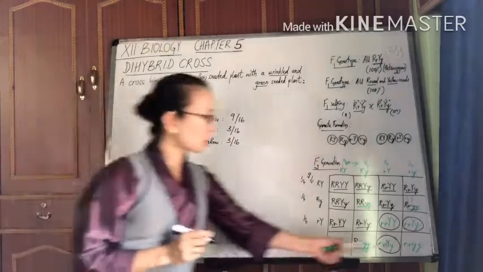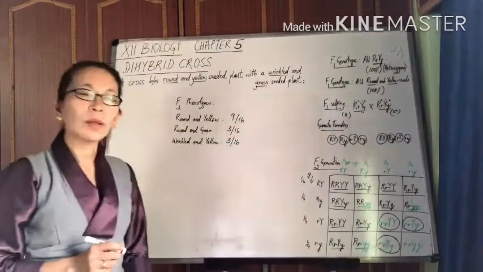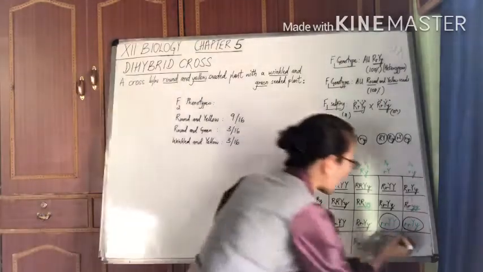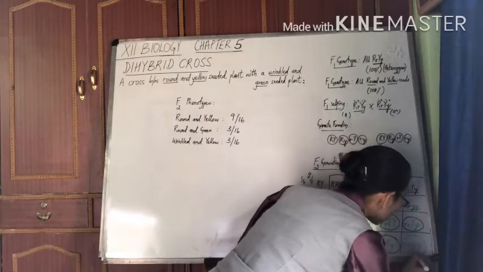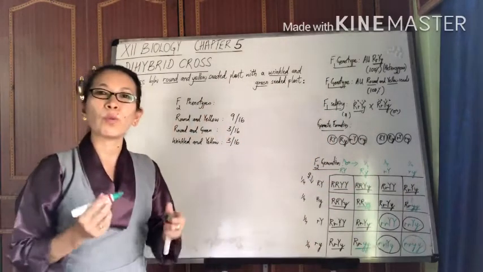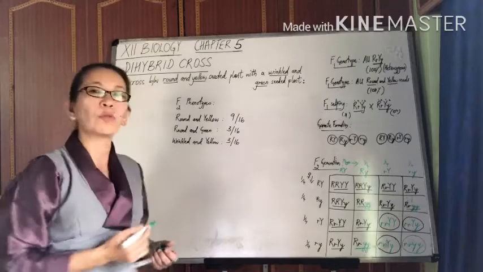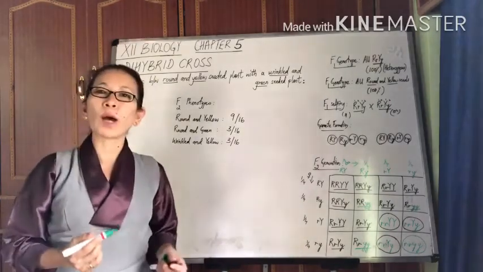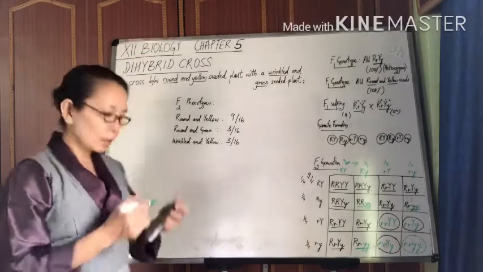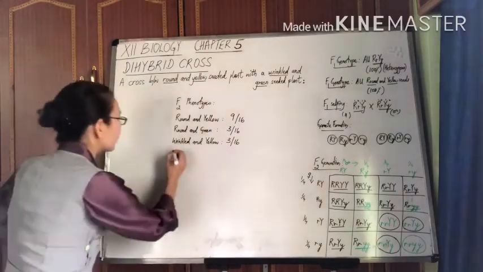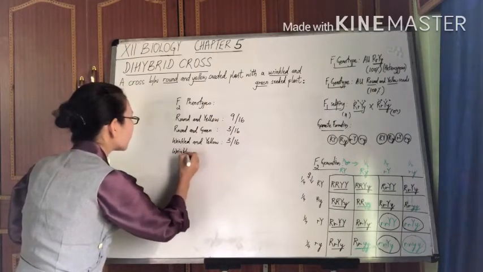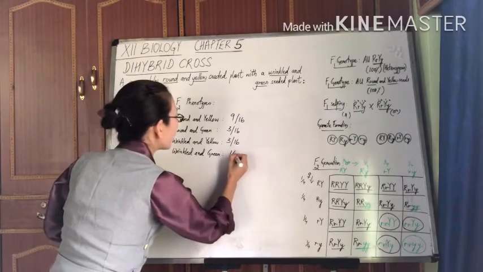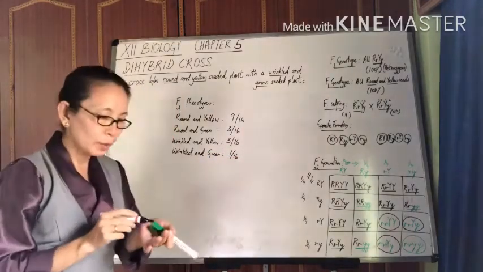And the last box, this one, has wrinkled and green. Okay, so it has wrinkled and green because it is homozygous recessive for both traits. It is homozygous recessive for R, which is wrinkled, and homozygous recessive for Y, which is green. So the last phenotype that we have here is wrinkled and green, which is one of the 16 possible combinations.